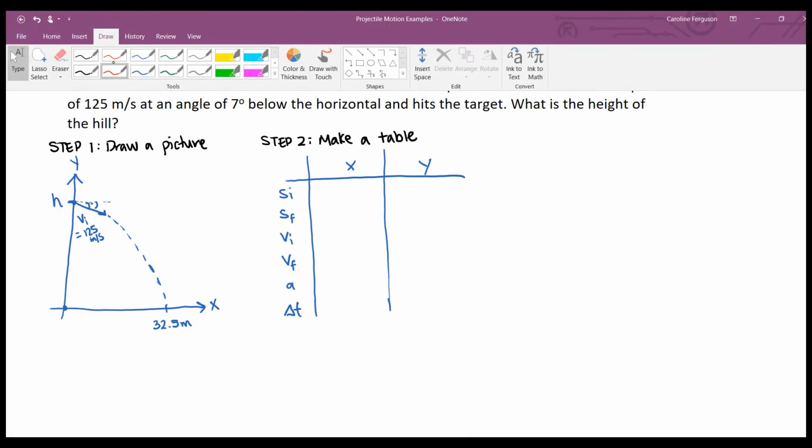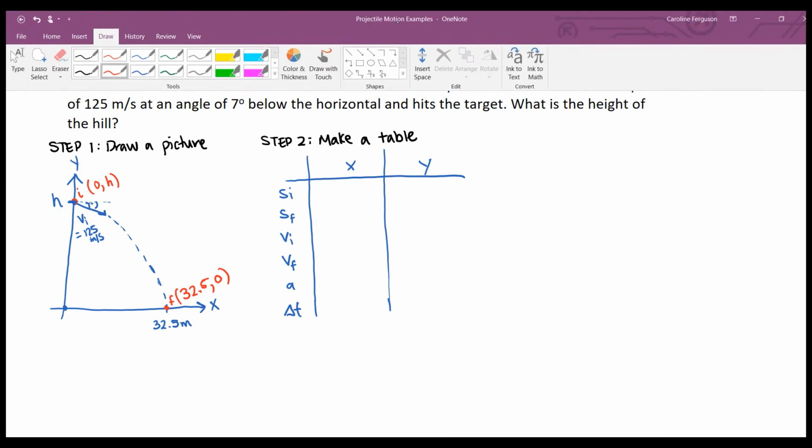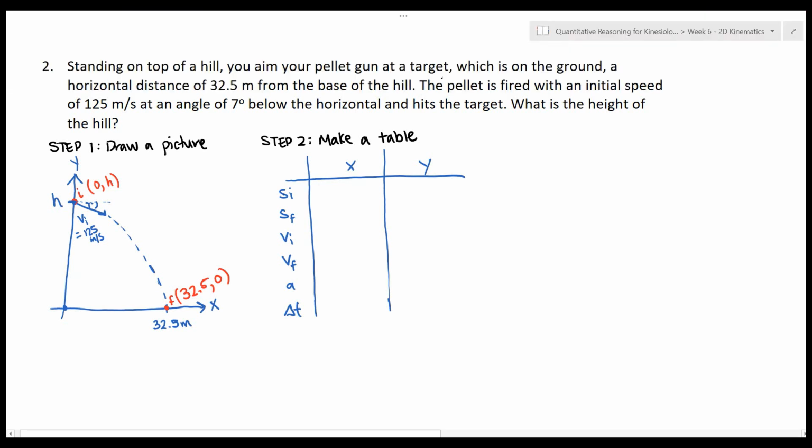So let's start by labeling our initial and final positions. This is our initial position. That's where the pellet initially was. Let's label that. So what is that point there? The x value of the point is 0, and the y value is h. Here's our final position. Now what's that point? The x value is 32.5, and the y value is 0. So now that will make it easier for us to fill out the table. S initial, the x component is 0. The y component is h. S final, the x component is 32.5, and the y component is 0.